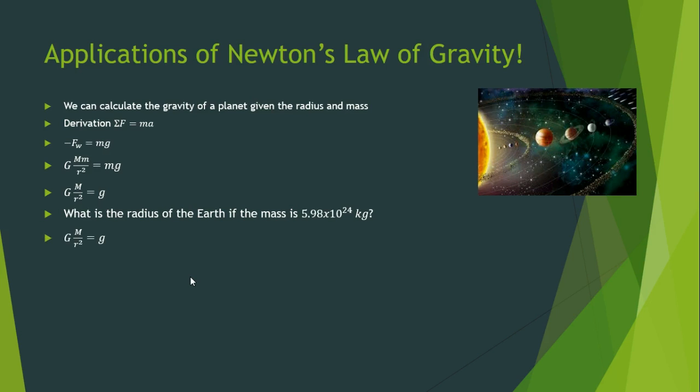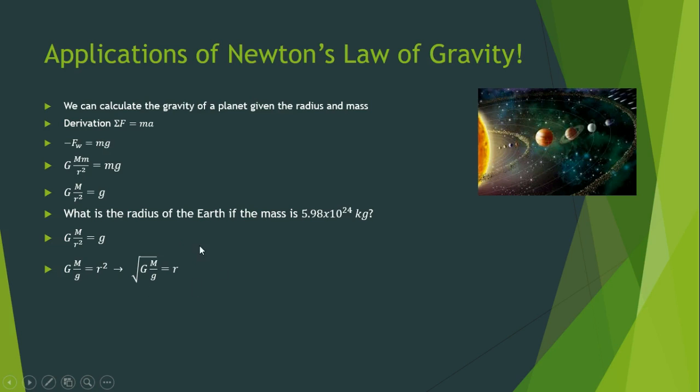So here we have our general form: gravity equals big G m over r squared. And we want to find the radius, so we want to solve for r. So we switch g and r squared with each other by multiplying each side by r squared and dividing each side by gravity. So we get this form, and then we just take a square root, and so you get this formula here.